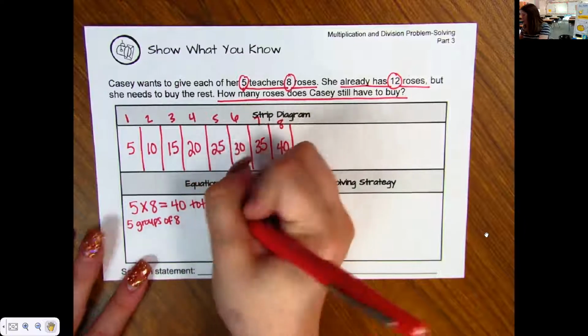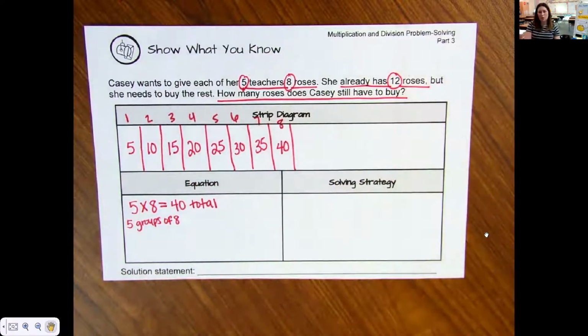All right, well, we have a problem because she already has 12. So she doesn't need to buy, right, those 12. So if she doesn't need to buy those 12 because she already has them, that means I need to subtract because she doesn't need them. She doesn't want them. Or she wants to give those 12 out, right? She wants them, she just wants to give them out, but she doesn't need to buy them.